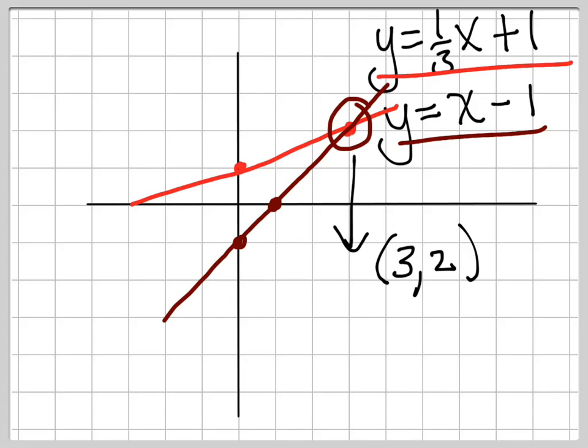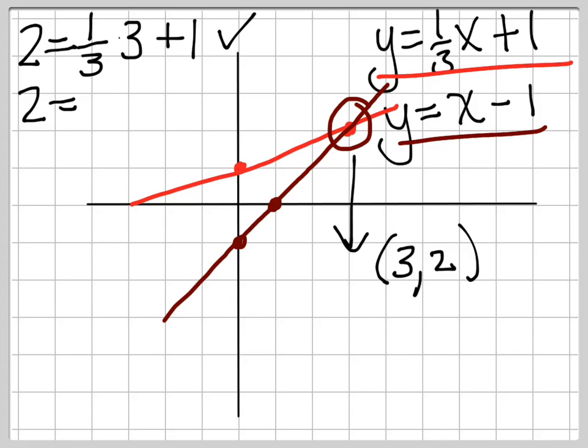Now let's plug them into the two equations. Does 2 equal 1/3 of 3 plus 1? Well, since 1/3 of 3 is 1, and 1 plus 1 is 2, we're good. And does 2 equal 3 minus 1? Oh yeah, that's easy. That's totally true. So we can see that sometimes you can tell by graphing what the points of intersection are, and sometimes you can't.